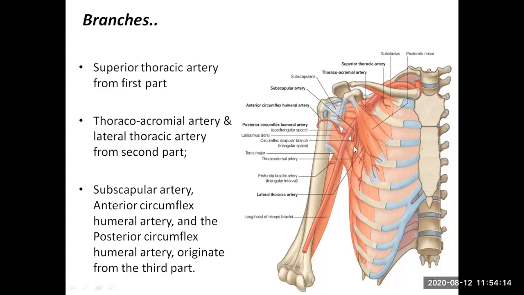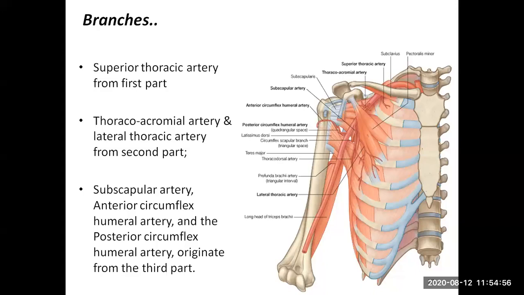And from the third part, 3 arteries arise. The subscapular artery, that is the largest branch, and there are 2 circumflex arteries. One is anterior, which encircles the surgical neck of the humerus and anastomoses with the posterior circumflex humeral artery. So the anterior and posterior circumflex humeral arteries form a circumflex around the surgical neck of the humerus. That's why the term circumflex is used. One is from the anterior aspect, another is from the posterior aspect.